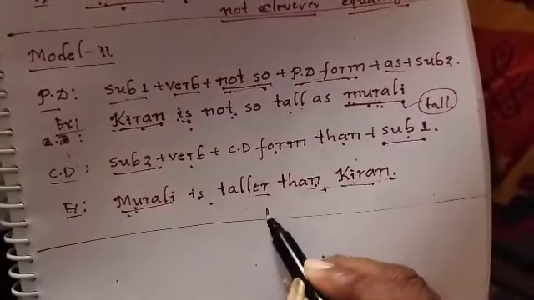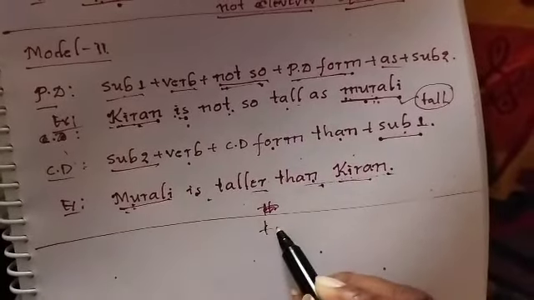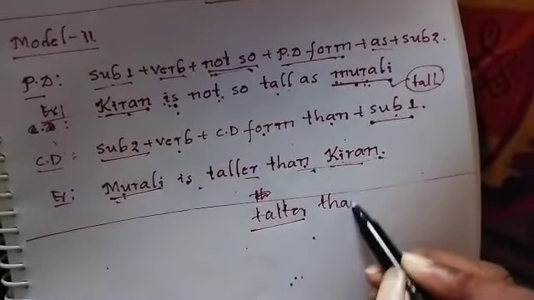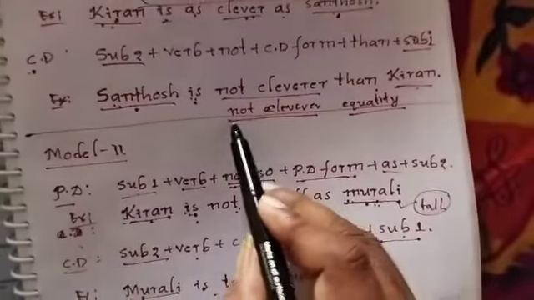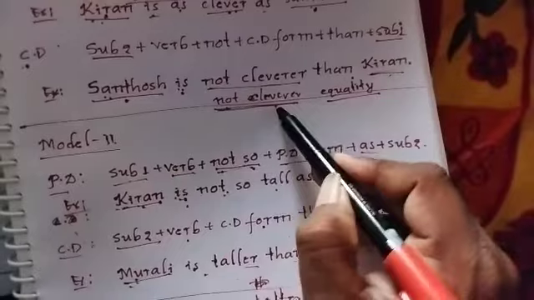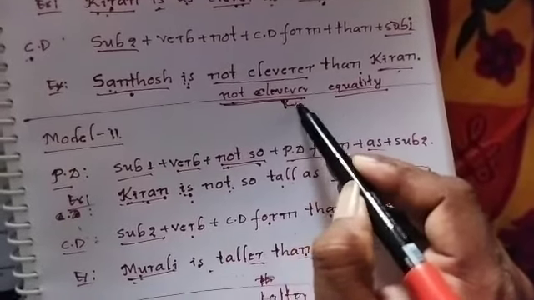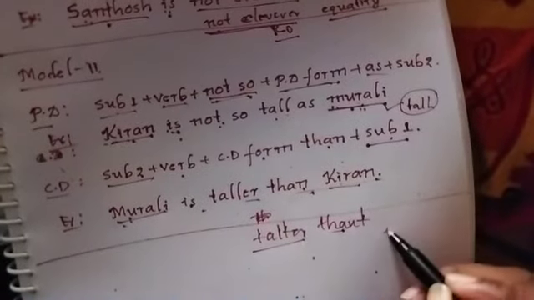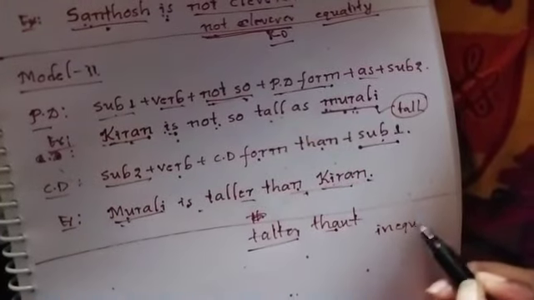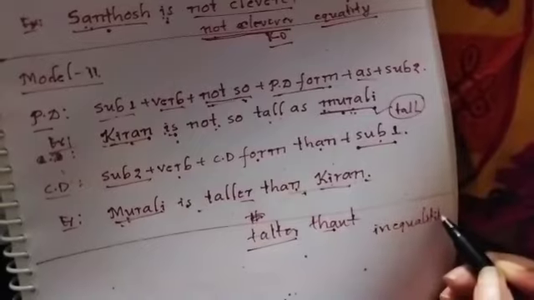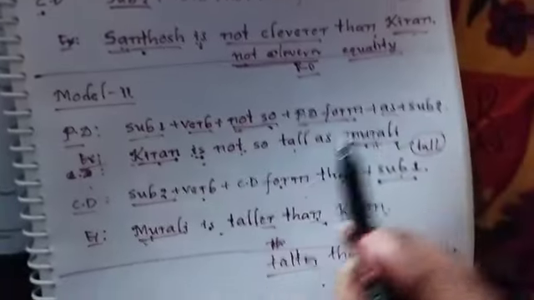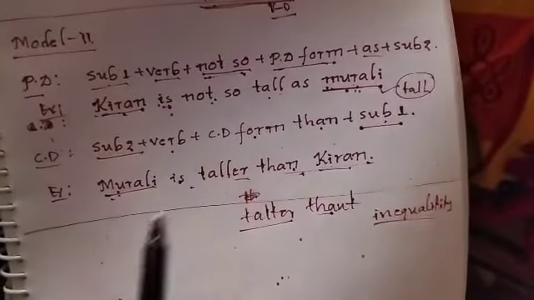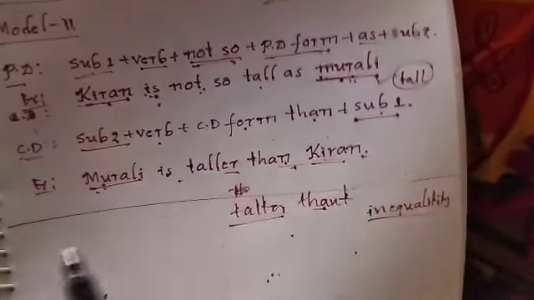So here we used taller than. In the first one, what do we have? Not plus the CD form. Okay? It indicates equality. Taller than indicates inequality. Here both are clever, but here both are not tall. One person is compared with two persons, and one person is tall.